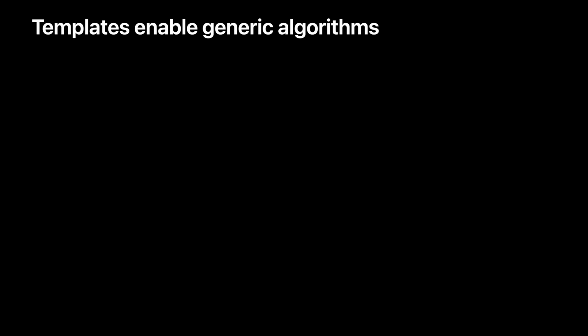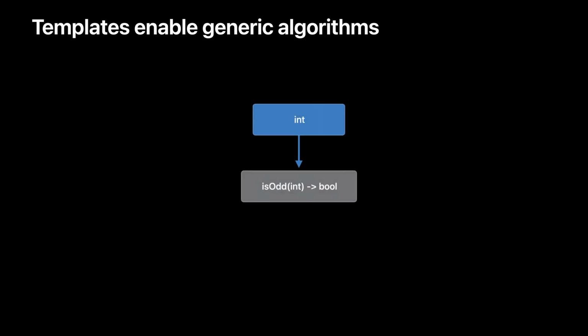Before diving into C++ concepts, let's first go over a quick overview of how to write generic code in C++. Let's say I want to write a function that checks if a number is odd. I can write a function that takes in an int parameter, and it would work with any value that can be represented by the int type.